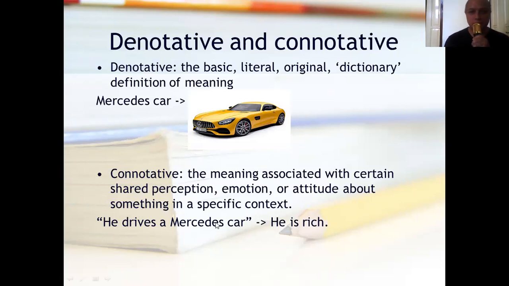So if I say he drives a Mercedes car, then the connotative meaning of this sentence is he is rich, because he can afford a Mercedes car, which we know is a luxurious, very expensive car. So there is a certain meaning associated with the sentence he drives a Mercedes car. Its connotative meaning is that he is a rich person. Okay, so that's connotative and denotative.